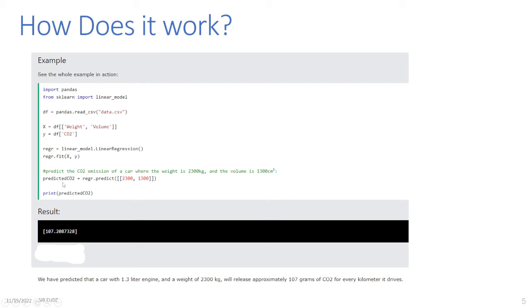And now we can predict the CO2 emission by providing the values, let's say for 2,300 kilograms and 1,300 cm. So predicted CO2 is 107.2008 something. So we have predicted that a car with a 1.3 liter engine and a weight of 2,300 kilograms will release approximately 107 grams of CO2 or carbon dioxide for every kilometer it drives.